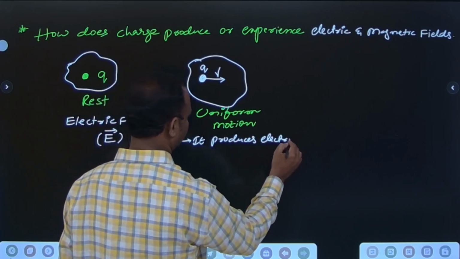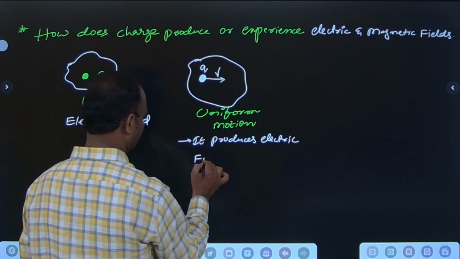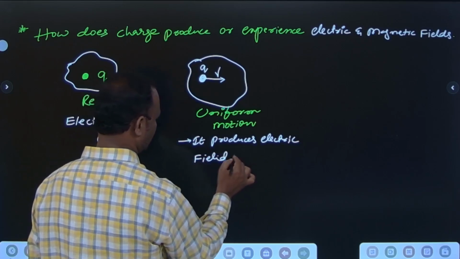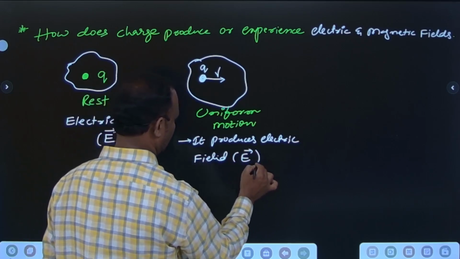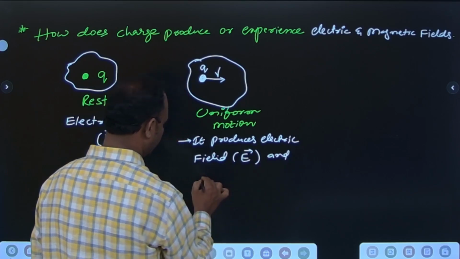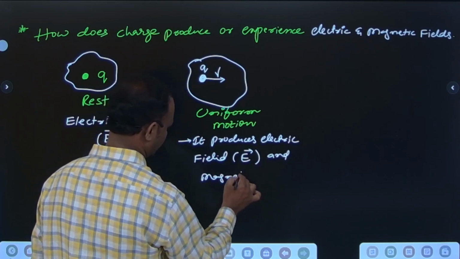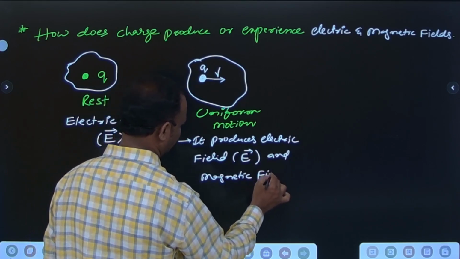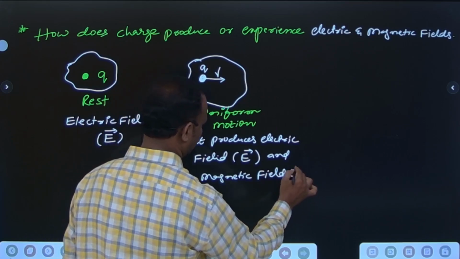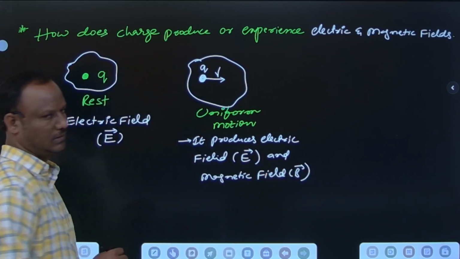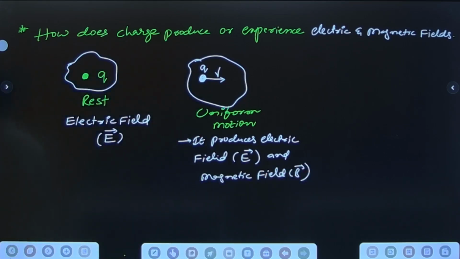electric field, it's an E bar, and magnetic field, it's a B bar. So if the charge is in uniform motion, it produces electric field and magnetic field.